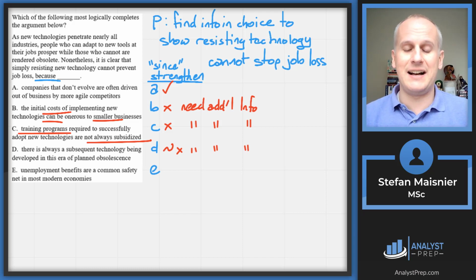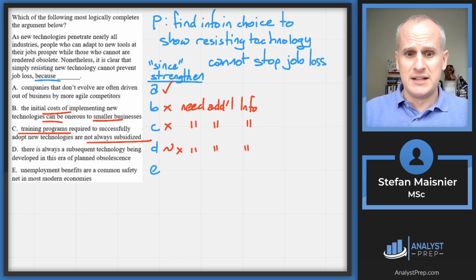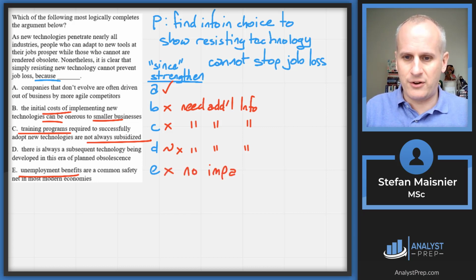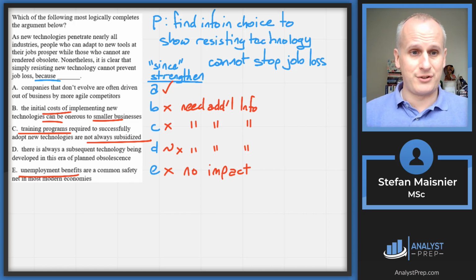And lastly, unemployment benefits are a common safety net in most modern societies, or modern economies rather. Really, it's completely not relevant to this specific conclusion and our prediction. So while it may be nice that there are unemployment benefits for the people who lose their jobs, that has no impact on the ultimate conclusion that we started with.